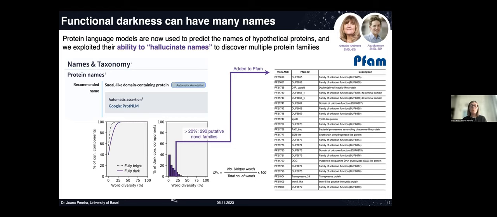And this is a good example of how, by doing these large-scale approaches and knowing how these deep learning methods work, we could take a pitfall of the method and use it to our benefit. And of course, the way that this language model predicts names in UniProt has now changed slightly. There are now more conservative thresholds, so there is not so much of this hallucination.